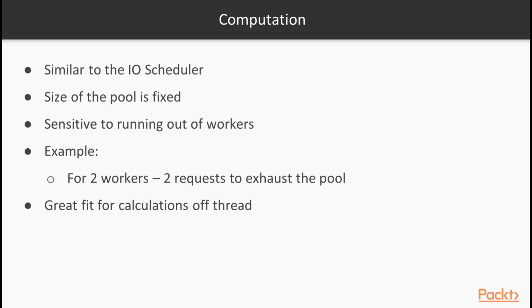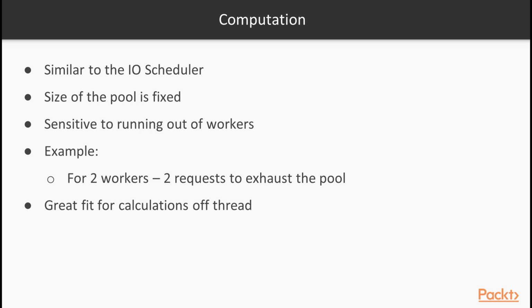The computation scheduler is similar to the I/O scheduler in that they're both backed by a worker pool. However, the size of the computation scheduler's pool is fixed to the number of cores available in the system. Since the amount of available workers is fixed, if there are more jobs to run than the amount of processors, they will have to wait until a worker becomes available again. Since this scheduler is sensitive to running out of workers, as there are only a few of them, it would be a poor fit for I/O-based tasks, and especially for network requests.